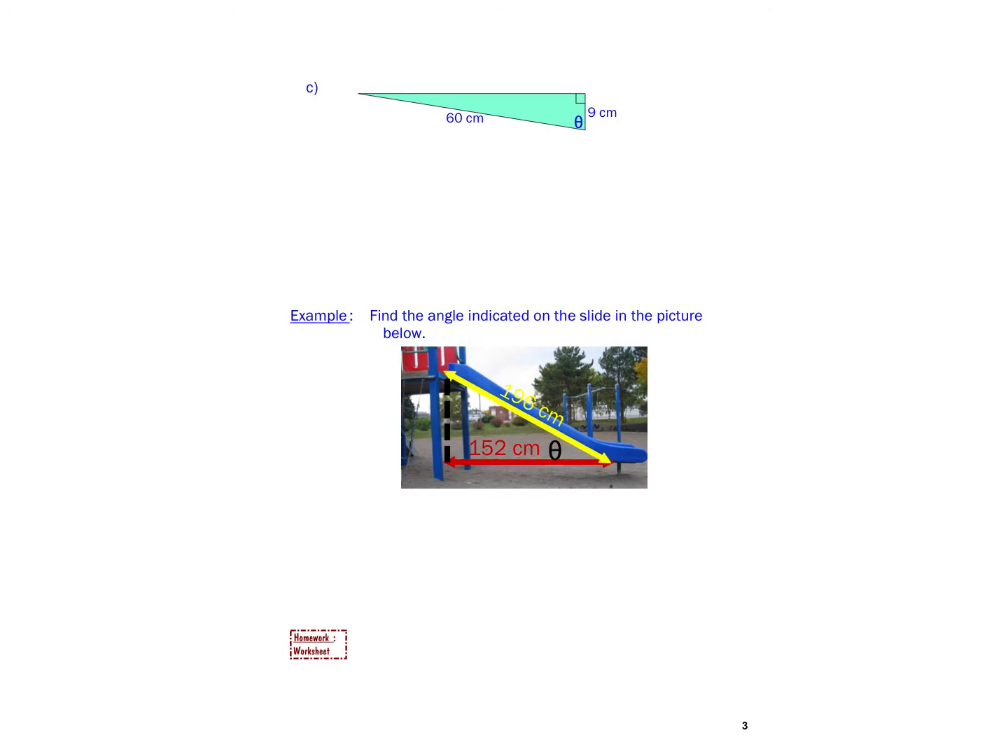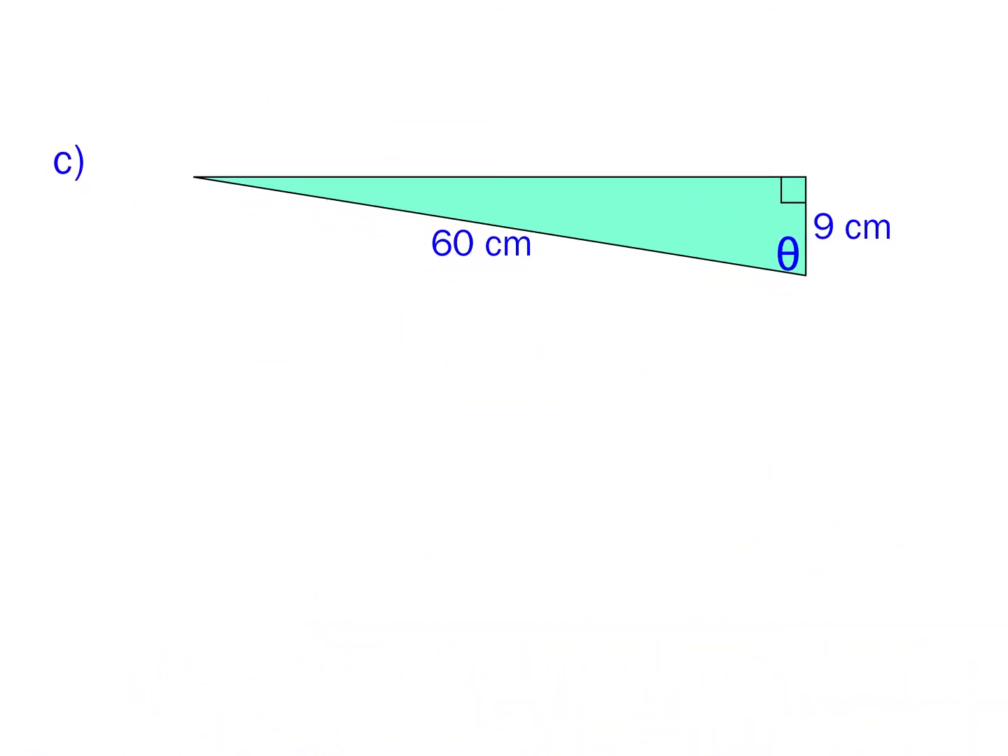So we have this one right here. And again, first step, label the sides. If we label the sides, we'll start off with 60. 60 is across from the right angle. Oh, there you go. So that means that 60 has got to be the hypotenuse. And 9 is not across from the angle we're trying to find, so it's not the opposite. So therefore, it's got to be the adjacent.